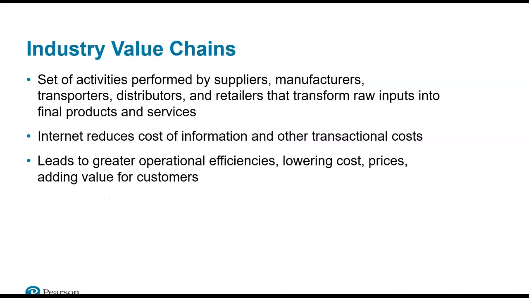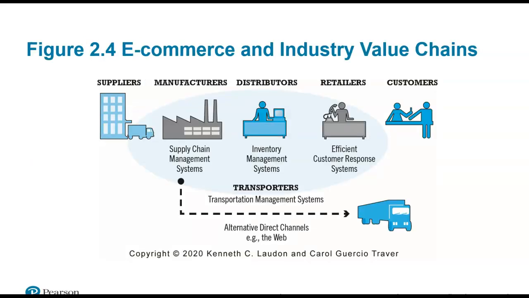Industry value chains simply mean, how do we create value? How do we convert something from raw materials into products that we can sell? If we're using e-commerce and e-business, we can make these processes more efficient. For example, a value chain simply means that we have suppliers who give us goods, who get them to manufacturers who make things. Once the manufacturers make things, they go to distributors who sell them to retailers who sell them to customers.